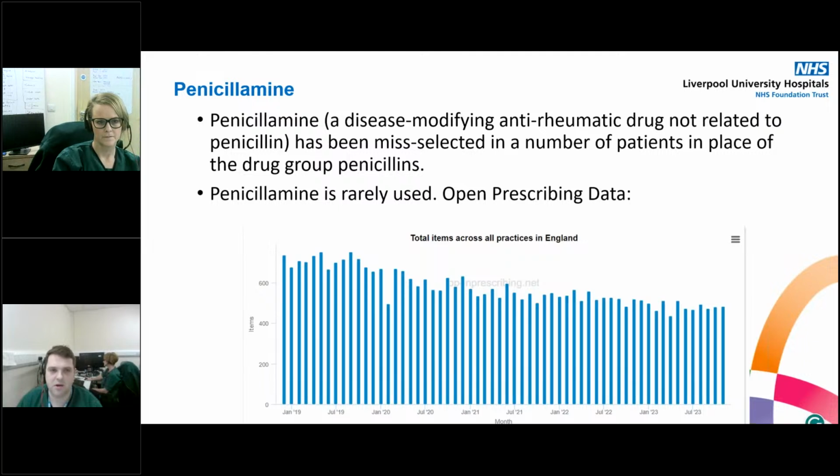So just to give a bit of background on penicillamine for those who might not know, it's not penicillin, it's a DMARD drug, and it's actually very rarely used in the country. So I've put a graph there from OpenPrescribing data just to show that we're looking at about 500 boxes nationally, so very rarely used. Next slide, please.